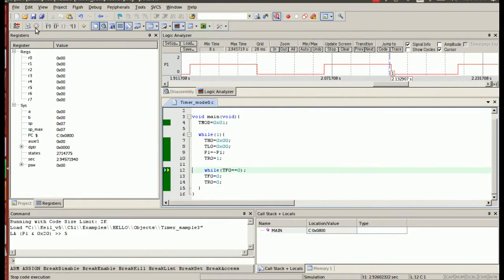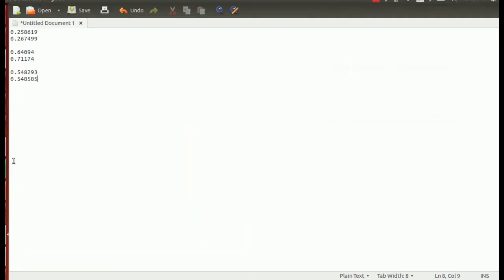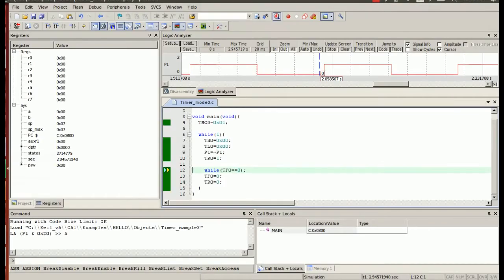Okay, I'll stop the program. So I will take a reference when the transition happens from low to high. So when the transition happens from low to high, the reading that I have is 2.0633 seconds. So let me take that reading, 2.0633 seconds, and the transition happens from high to low at 2.1345 seconds.